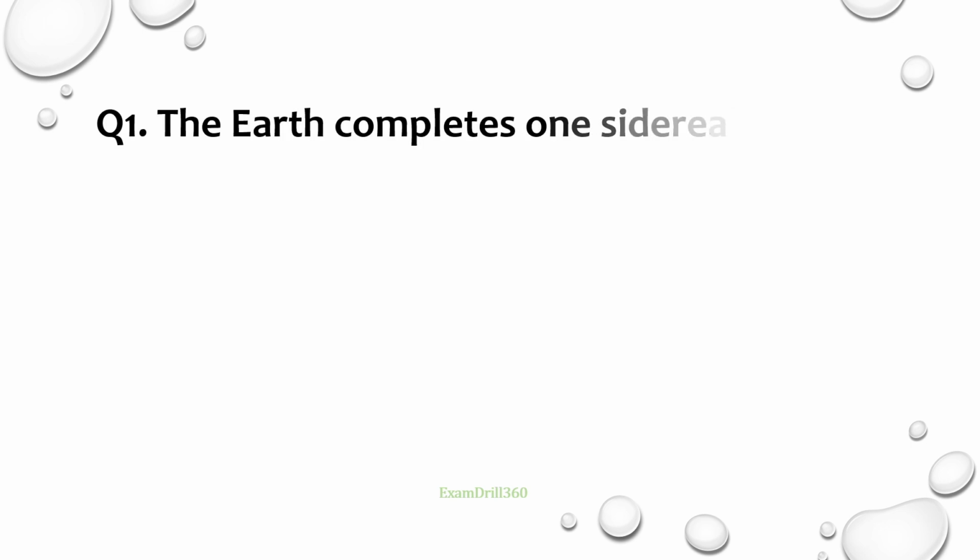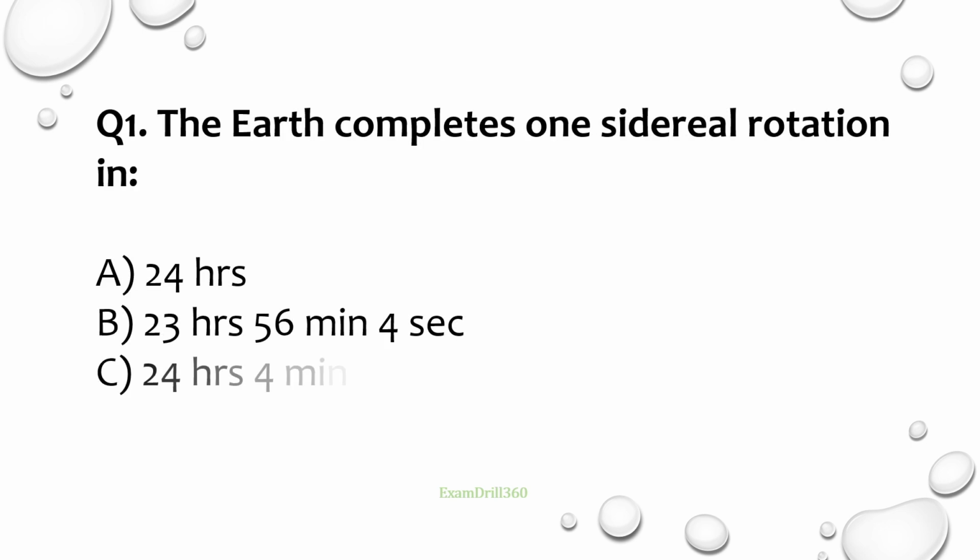Now let's start the questions. We'll discuss so many things there. Question number 1. The Earth completes one sidereal rotation in how much time? Correct answer is 23 hours, 56 minutes, 4 seconds.